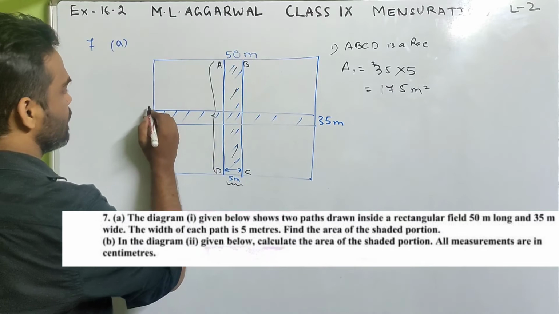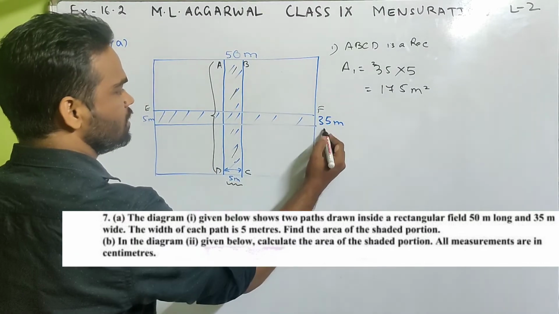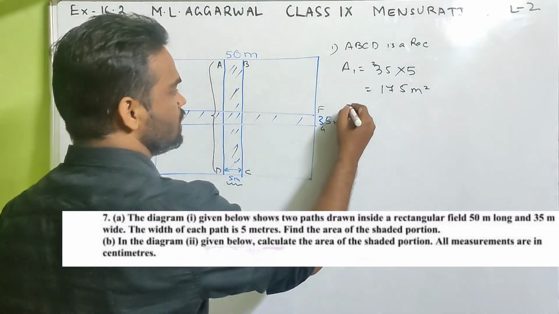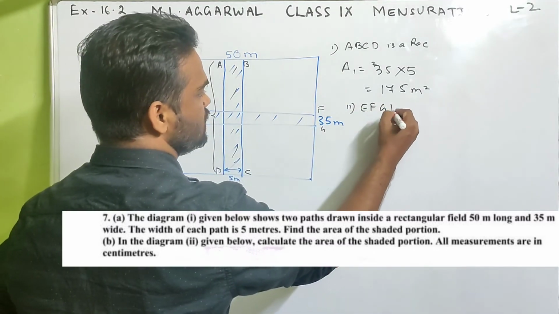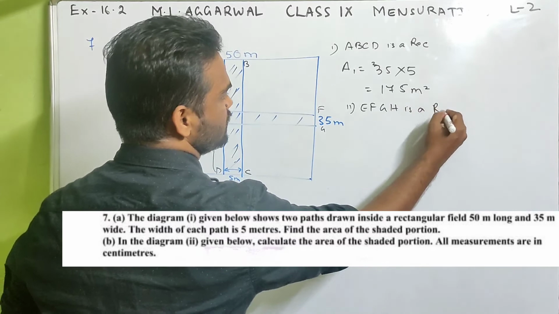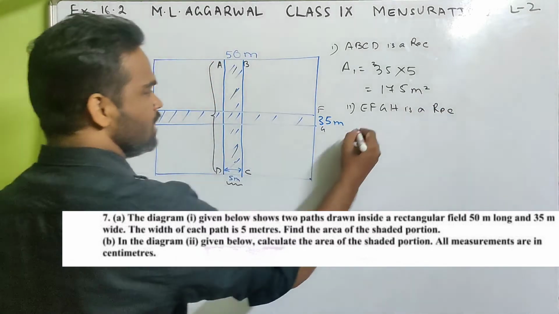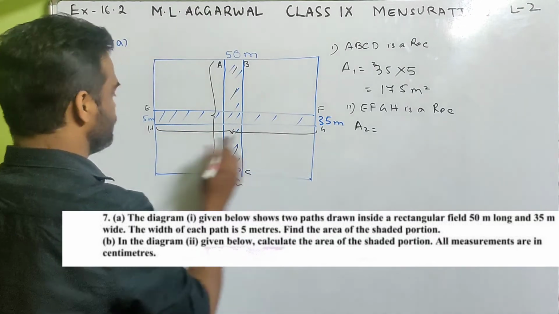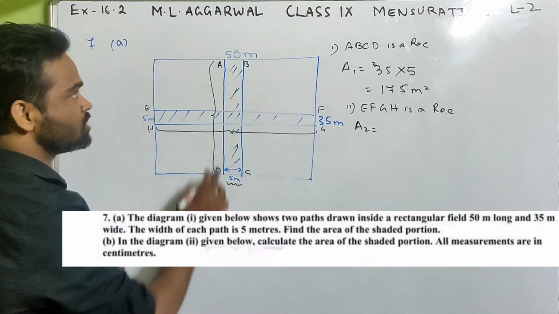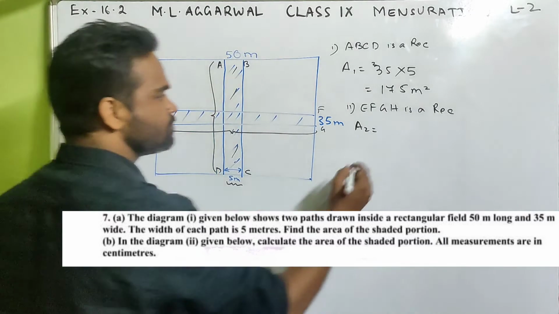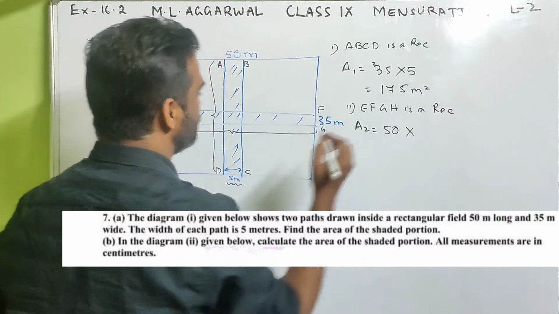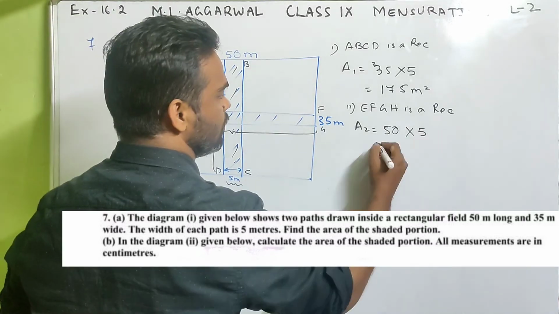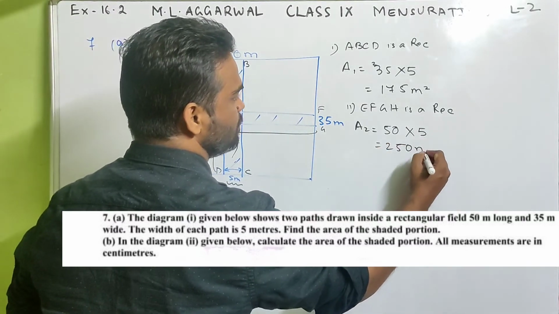Now look carefully. E, F, G, H. This is also a rectangle. Now area of this rectangle again will be length into breadth. This is your length, HG, which is how much? 50 meter length, into breadth. Breadth is again this, which is 5. Look at the diagram properly. That's 250 meters square.